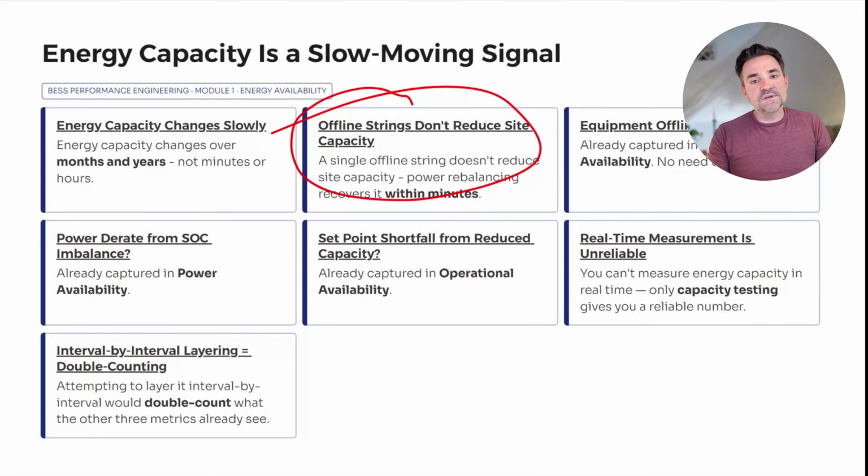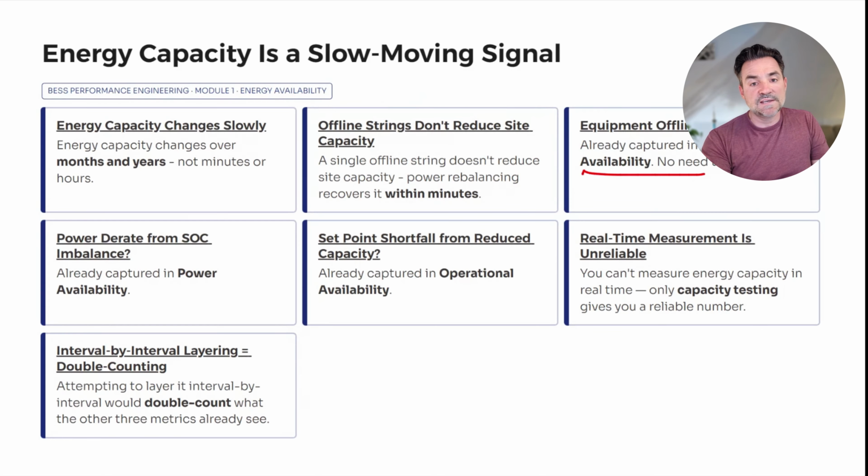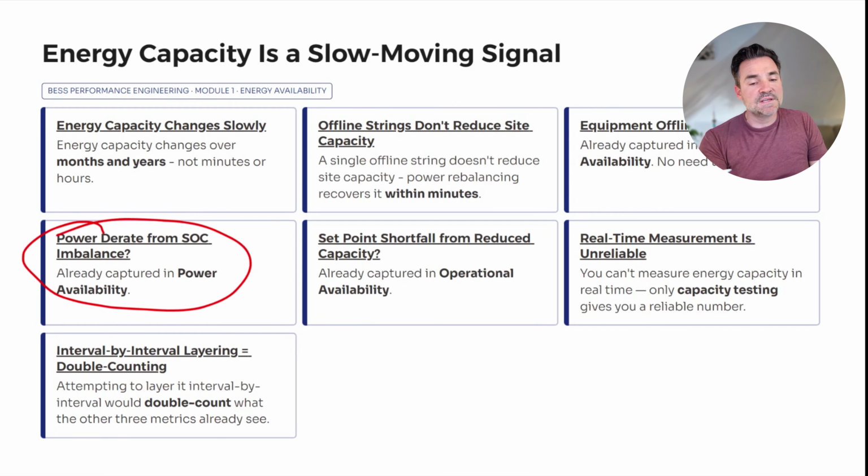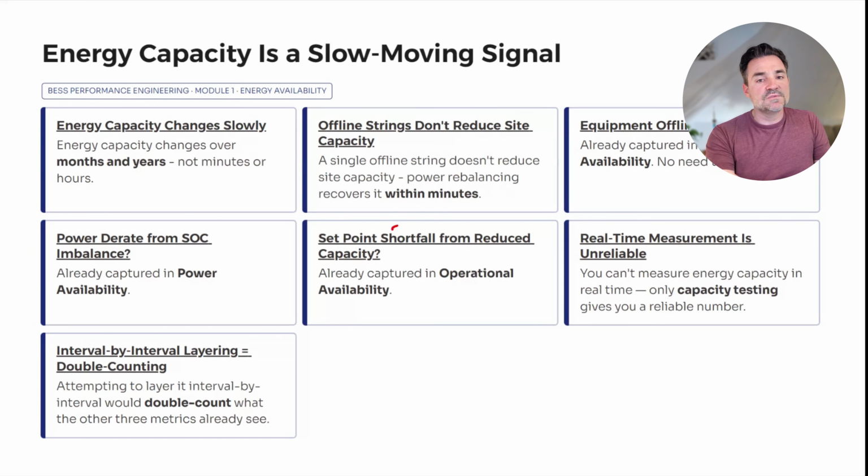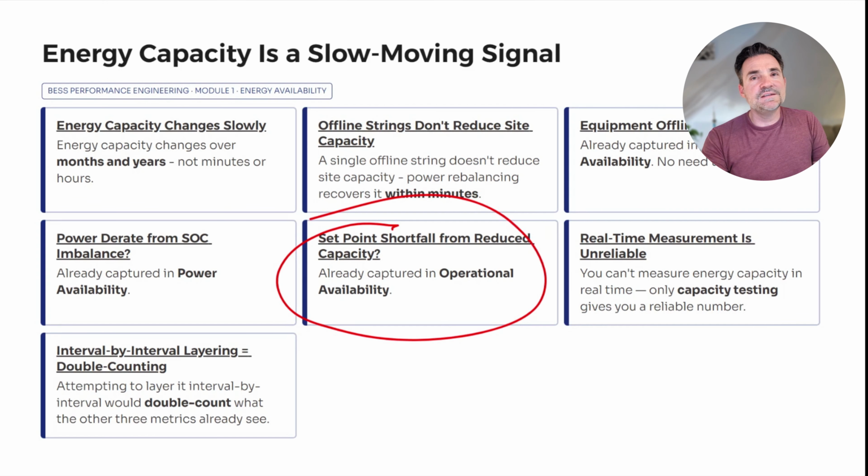And that's why we don't want to double count either. So if a string is offline, we won't be reducing the energy capacity. It'll be just an availability event. So we really don't want to double count. Same with the power derate from state of charge imbalance. That obviously reduces energy, but it's also already captured by the power availability. Set point shortfall from reduced capacity: let's say you had some imbalance and reduced capacity, you would capture this as an operational availability. We don't really want to double count this.